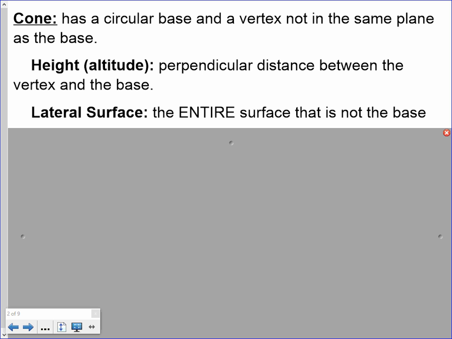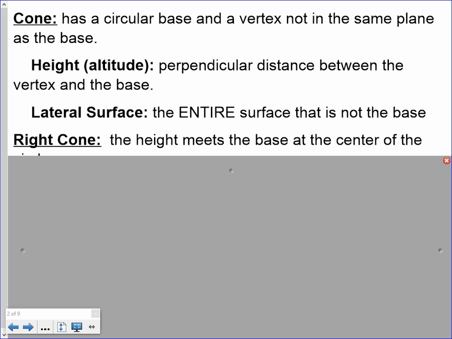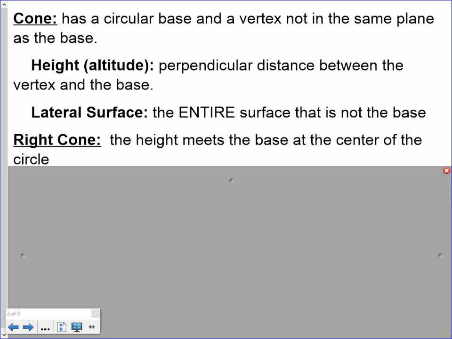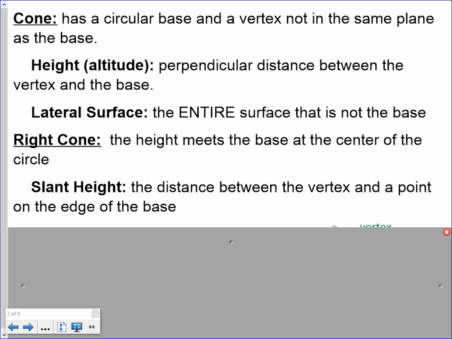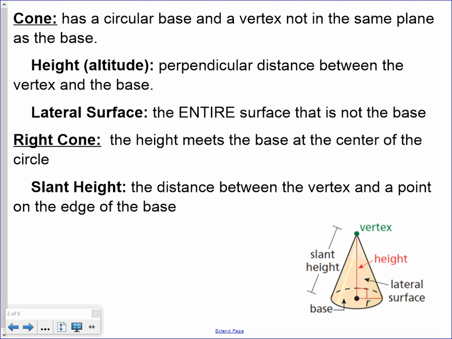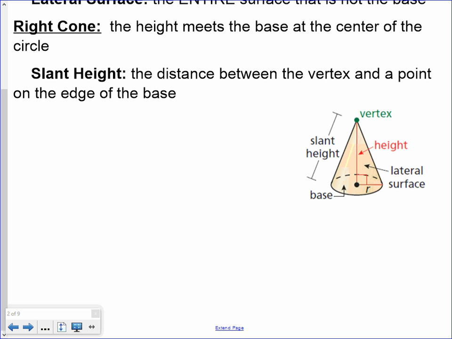All right, lateral surface is everything that's not the base. So the lateral surface of a cone, if you pull it apart, almost looks like a little Pac-Man figure. It's like a full circle with a little triangle cut out of it, basically. So then a right cone happens where the height meets the base, the center of the circle, right through the middle, and then the slant height will be important again. Even though it's like a rounded edge, it does have a slant height on it.